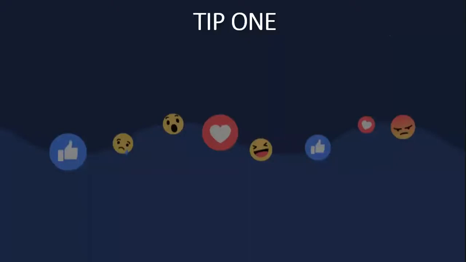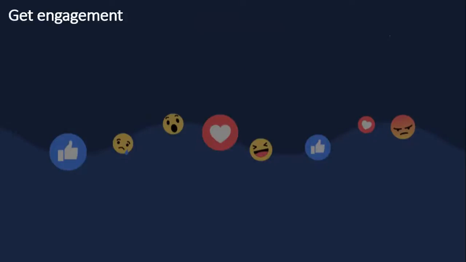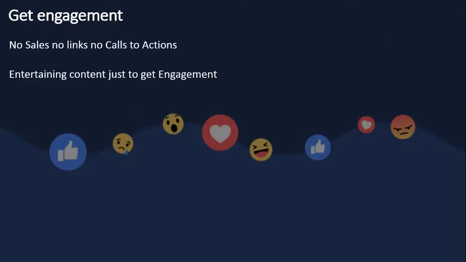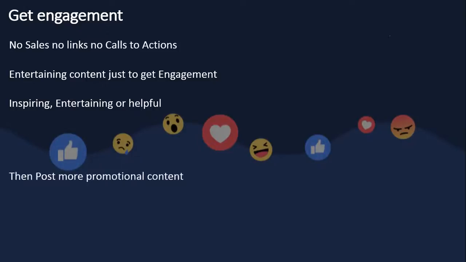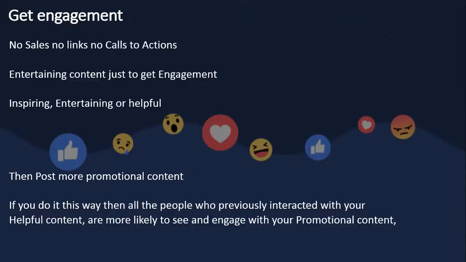Tip number 1, make it informative, inspiring, and entertaining, helpful. Get engagement. No sales, no links, and no calls to action. Entertaining content just to get engagement. Then you can gradually post more promotional content. If you do it this way, then all the people who previously interacted with your helpful content are more likely to see and engage with your promotional content due to the rapport that you have already built up.